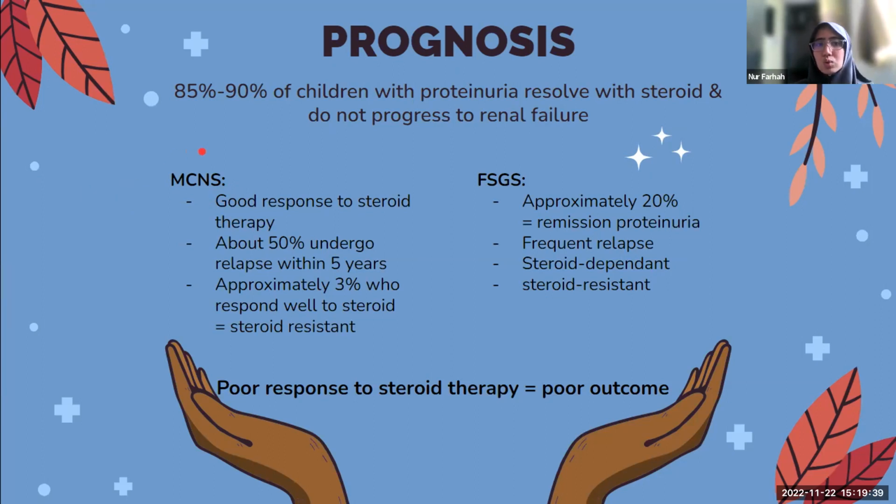But for those who do not respond well to steroid therapy, one example of that type of nephrotic syndrome is focal segmental glomerular sclerosis. Approximately 20% of those patients will have remission of proteinuria. They also will have frequent relapse, steroid dependence, and also steroid resistance. So I emphasize again that for nephrotic syndrome, once the patient has a good response to steroid therapy, usually the prognosis will be good.